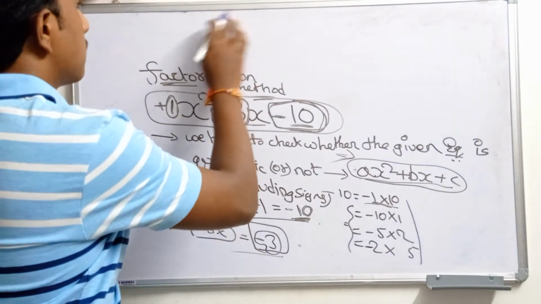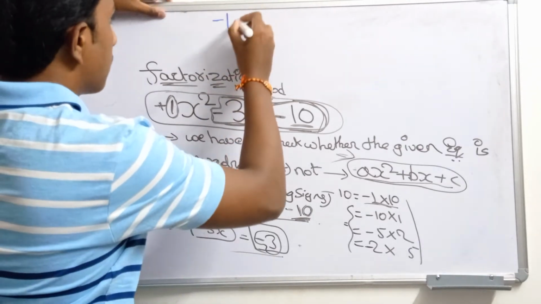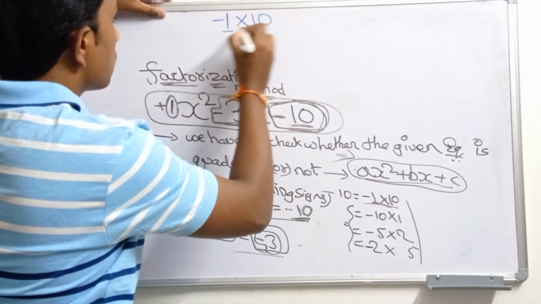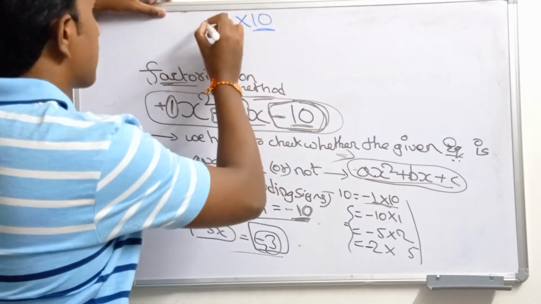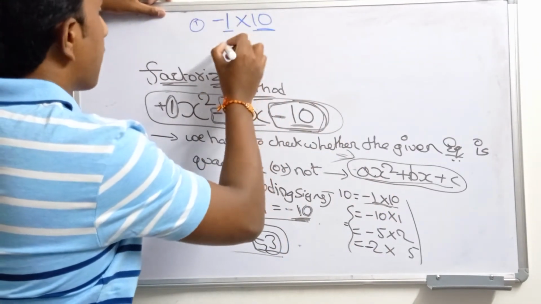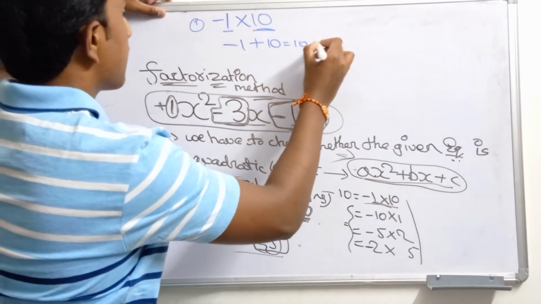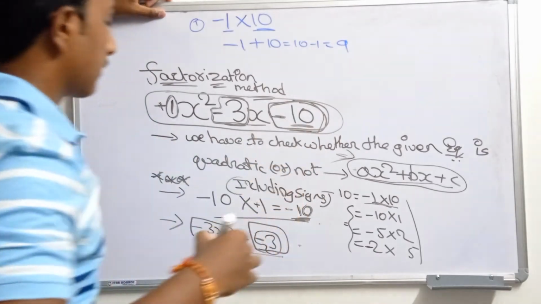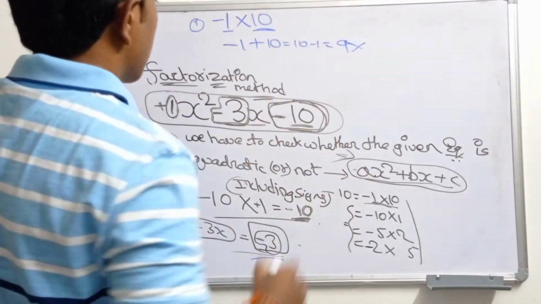So the first one is minus 1 into 10. These two are the factors of minus 10, all are the factors. First I am taking this one, guys. I am adding minus 1 plus 10. That means 10 minus 1 is equal to 9. Here we have 9 or minus 3. We have minus 3, so these are not included.